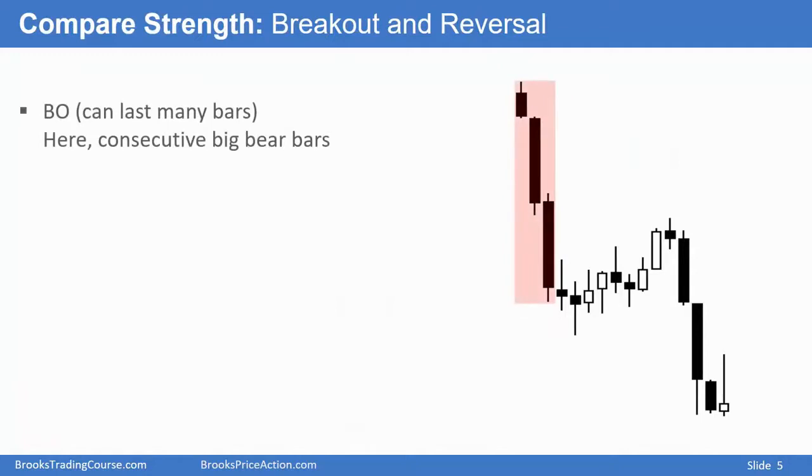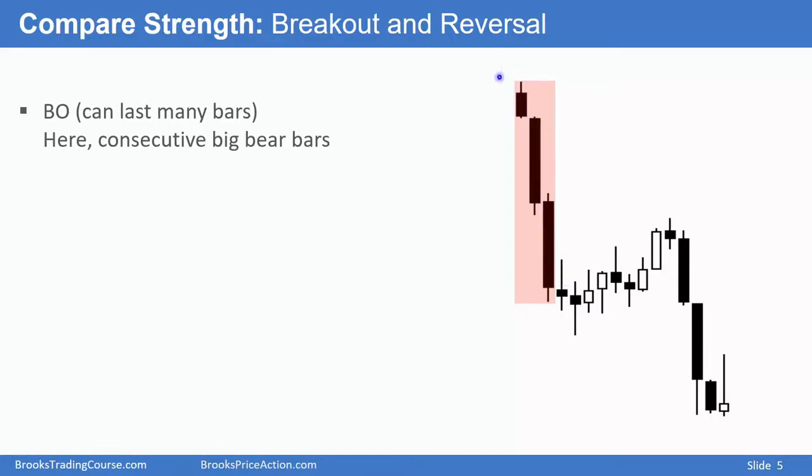Every trend bar is a breakout. Every series of trend bars is a breakout. A breakout can be a single bar, and it can be a series of bars. Here, we have a pair of consecutive very big bear trend bars. You can say the breakout began there, but I think the breakout began here.